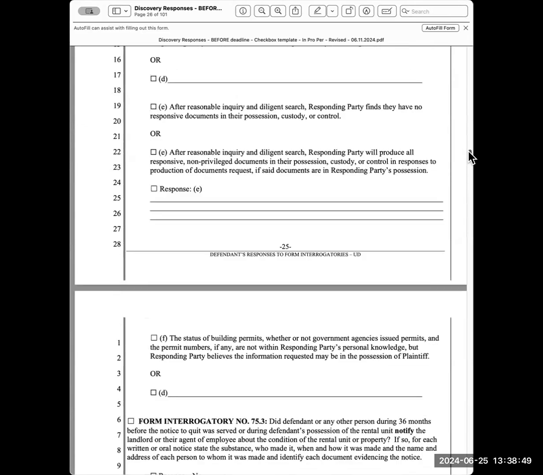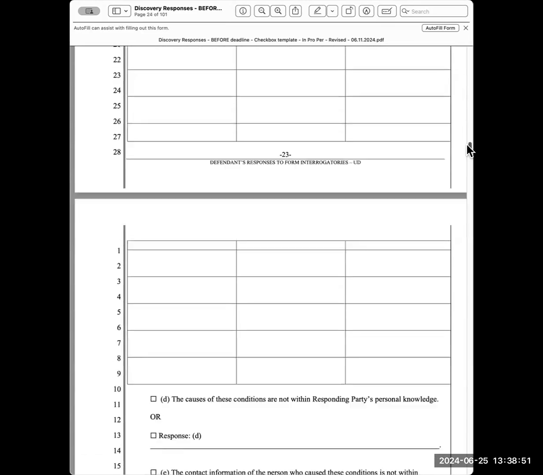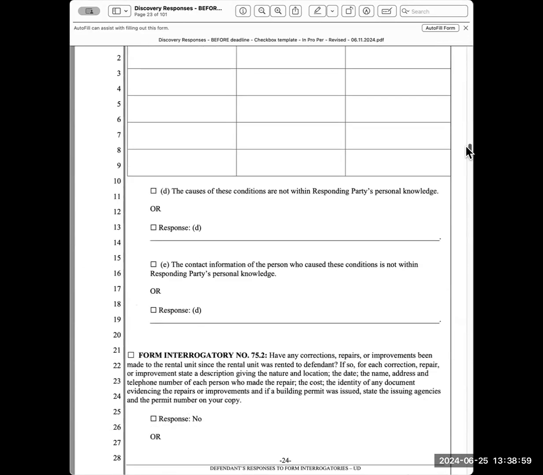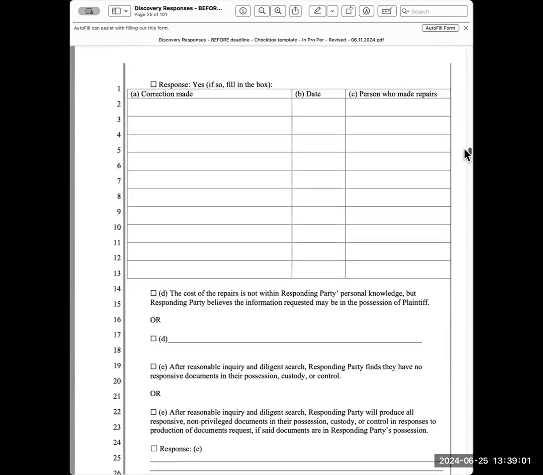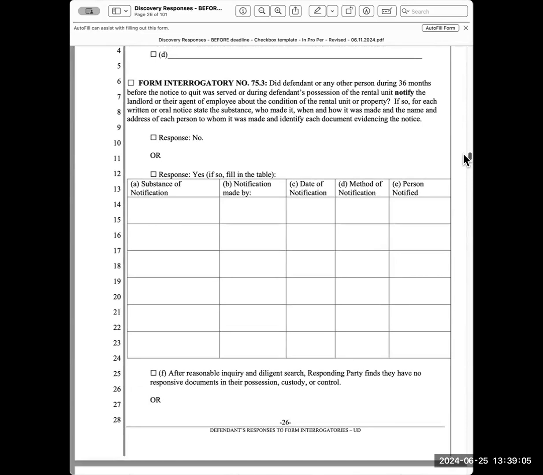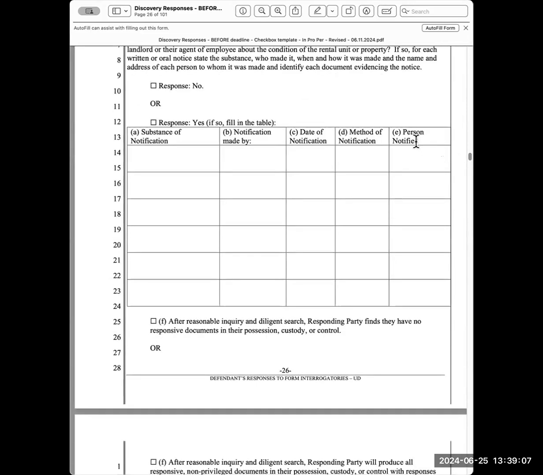And you should look towards 75.1, right? Look here, look at all the things you said needed to be repaired. And this should be the basis of your answer to this question about things that you notified. Because you look at that list above in 75.1, those are things you said needed repair. Did you notify the landlord about those things? If so, write them out here.